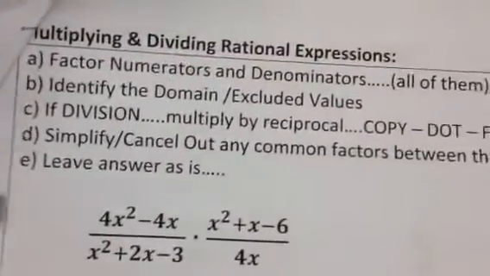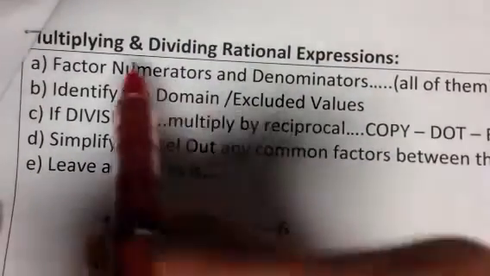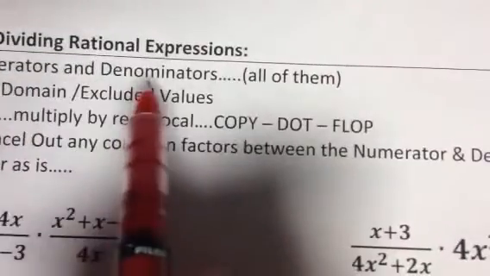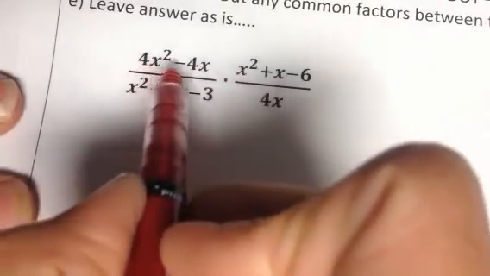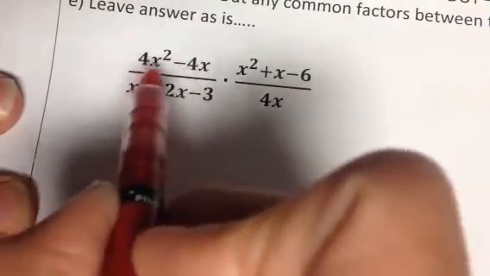So as far as multiplying and dividing goes, we're going to follow the same steps as simplifying, but just a little bit more work at the end. So we're still going to factor the numerators and the denominators, but you're just going to have a lot of numerators and denominators. So you got to factor everything. So this one, what we need to start doing is looking for a greatest common factor.